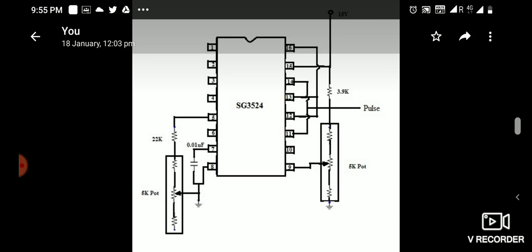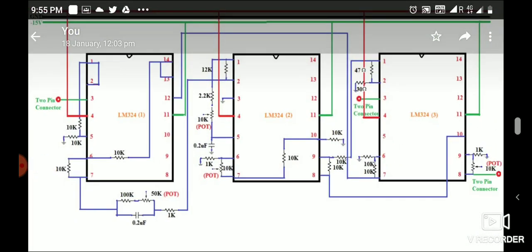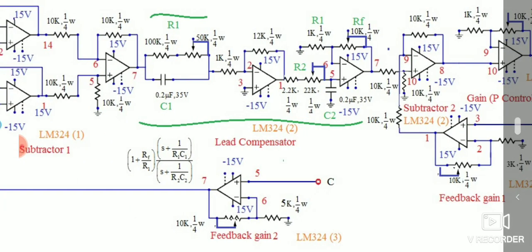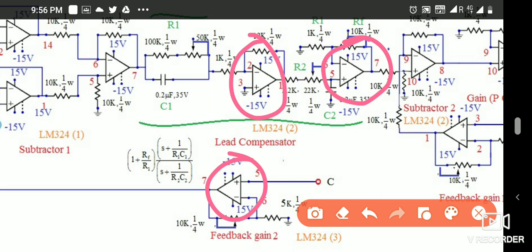There are lots of things, and these are not required. I already told you that these are the op-amps: 1 op-amp, 2 op-amp, 3, 4. Suppose these four op-amps will be available on one IC.